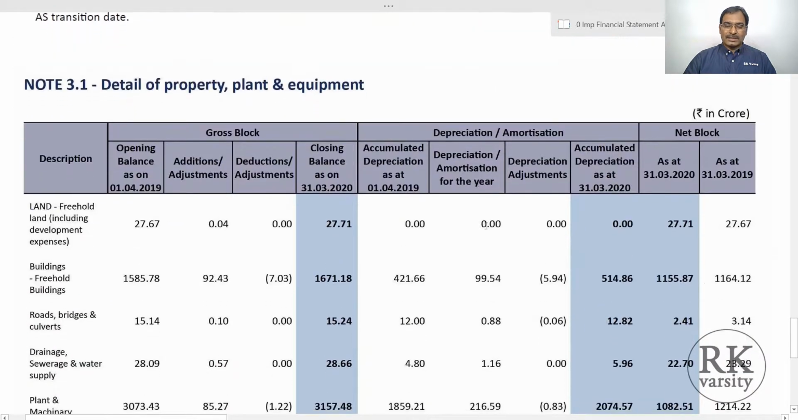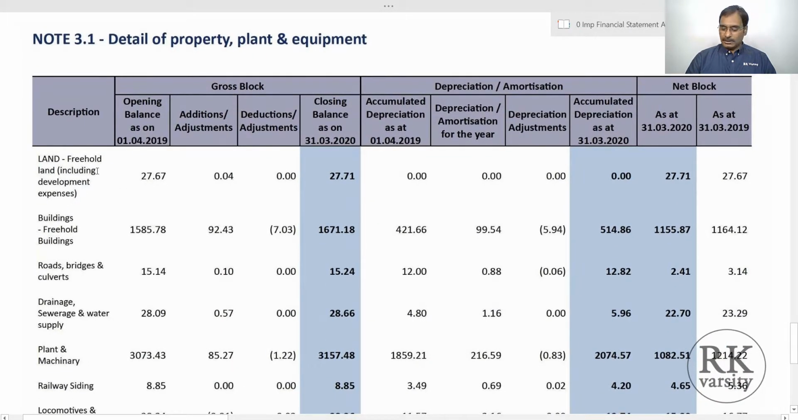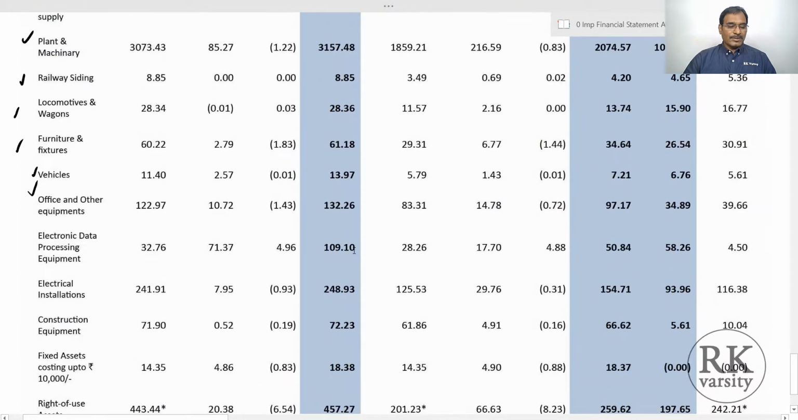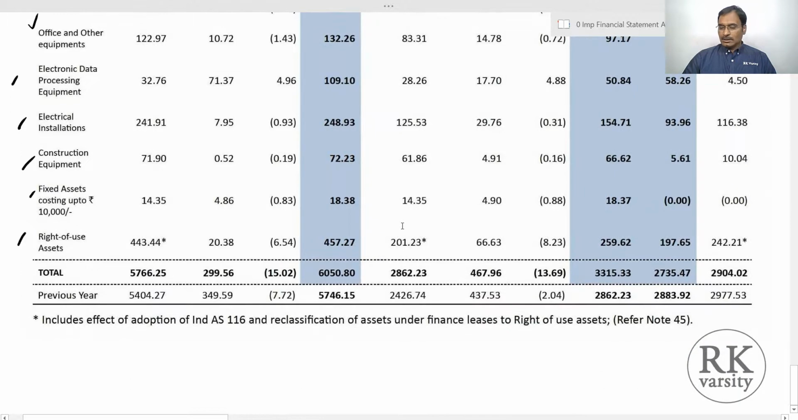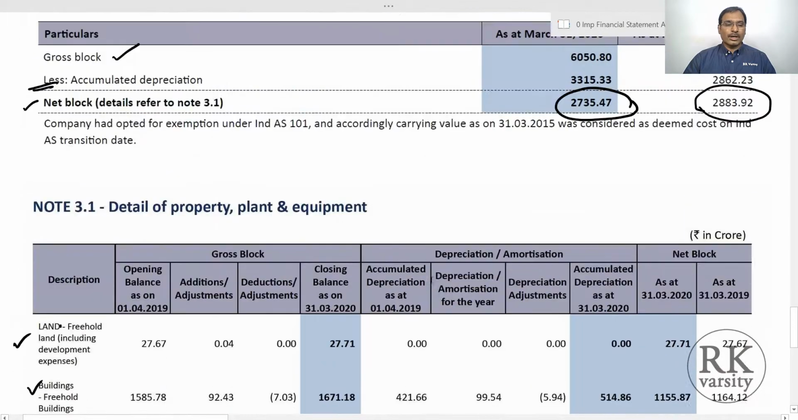We'll see what the various items of property, plant and equipment are. The company has land, buildings, roads and bridges, drainages, plant and machinery, railway sidings, and you have locomotives, furniture, vehicles and other office equipment, electronic data processing, electrical installation, construction, and fixed assets costing, and right to use of assets. Here you have a total, and among this, as I said, we consider only the net block. So our net block item is here.